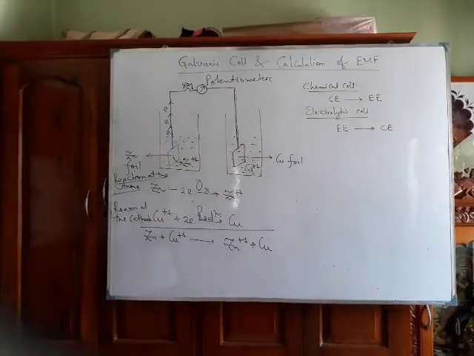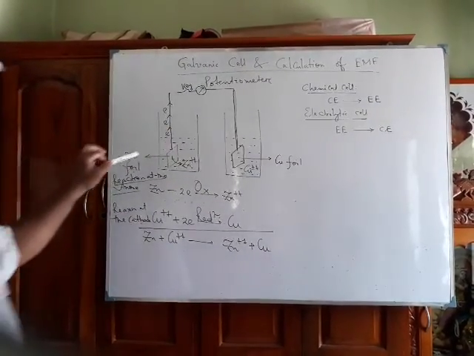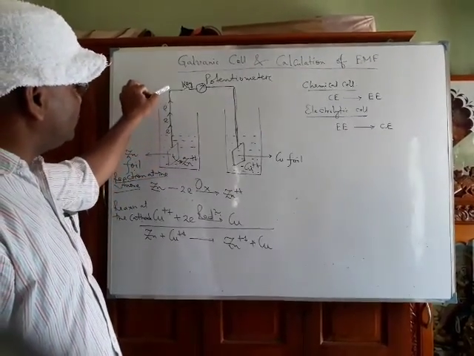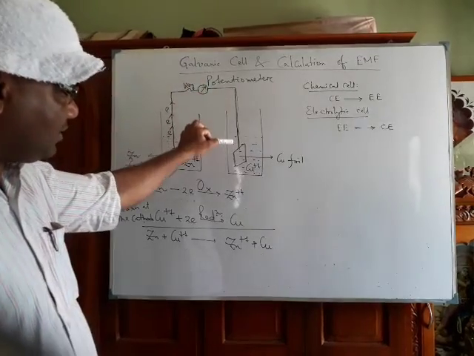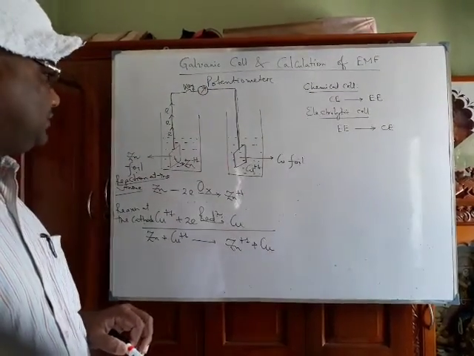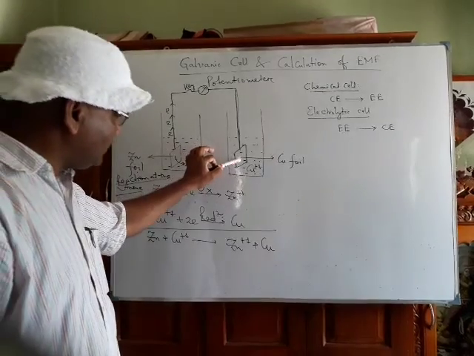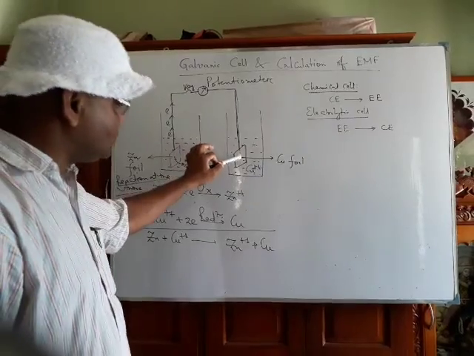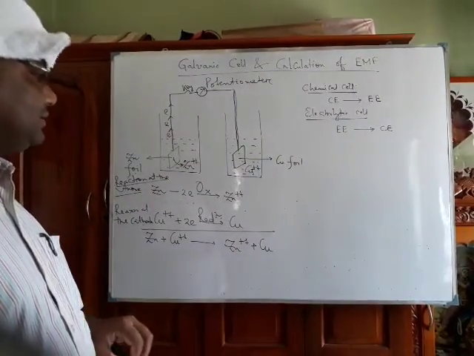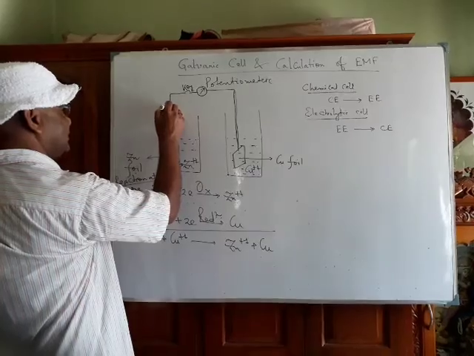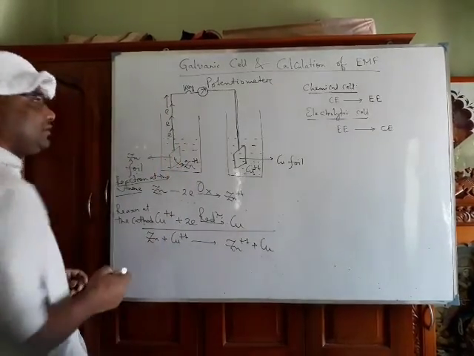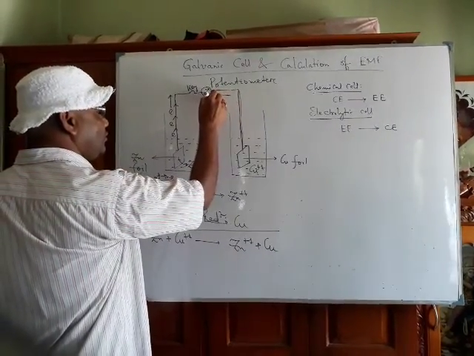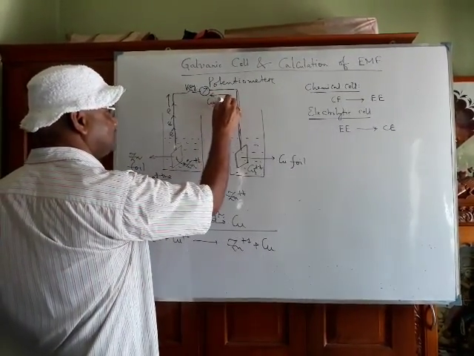In this way, apparently it seems that the electrons lost by zinc will flow through this potentiometer and come to the copper compartment, where copper ion, by gaining those two electrons, will be discharged to form copper atom. This is the direction in which the electrons flow, and by the convention of physics you know that the flow of current will be in the opposite direction.